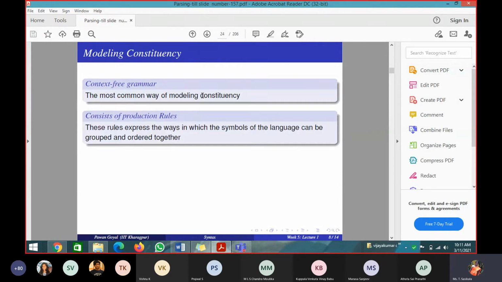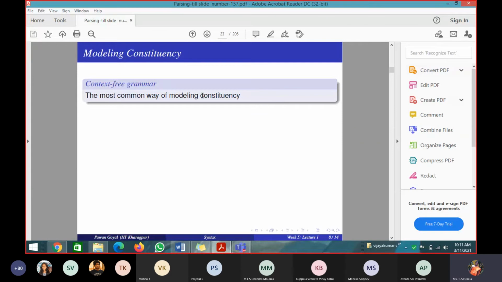Can you tell me what CFG is? What will CFG have? Terminals and non-terminals, basically. Very good. So it has some production rules. You will be writing some rules, like terminal gives terminal, non-terminal, like that. What do we call those rules? Production rules. We call them production rules here.